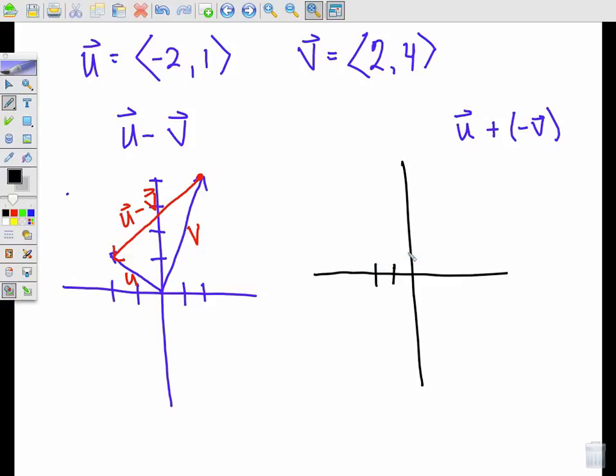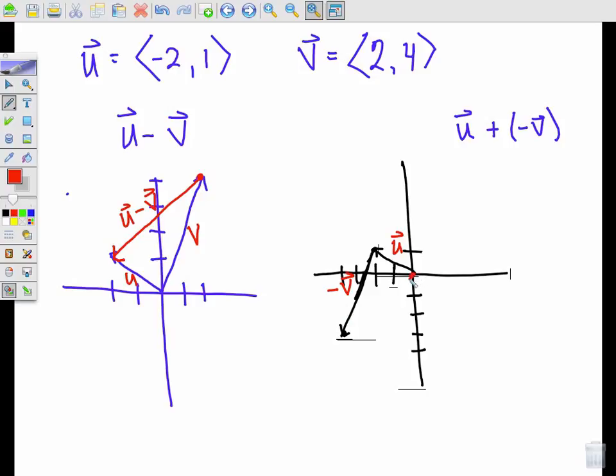All right, so what we got to do here is let's go ahead and draw our axis. So we start with the u first. I'm going to do a different way of showing you the addition. So there's u. And we're going to add negative v, but we add negative v to the end of u, not from the origin. So to add negative v to the end, we're going to go left 2 and down 4. But that's from here. So from here, left 2, down 4. So this right here is my negative v.